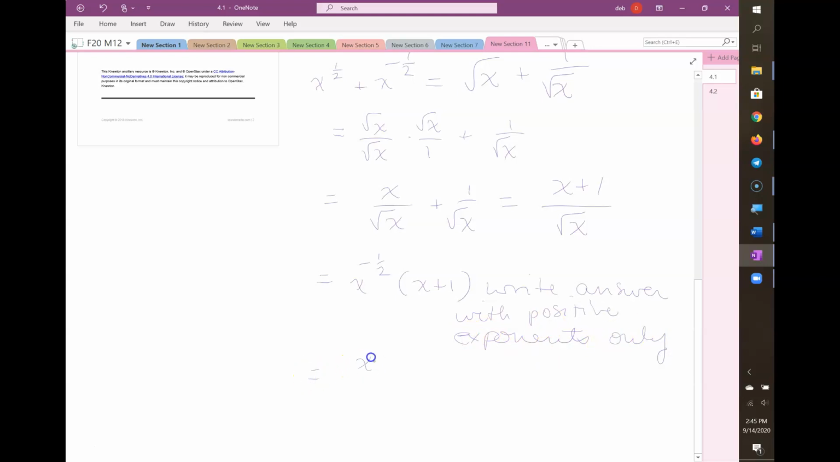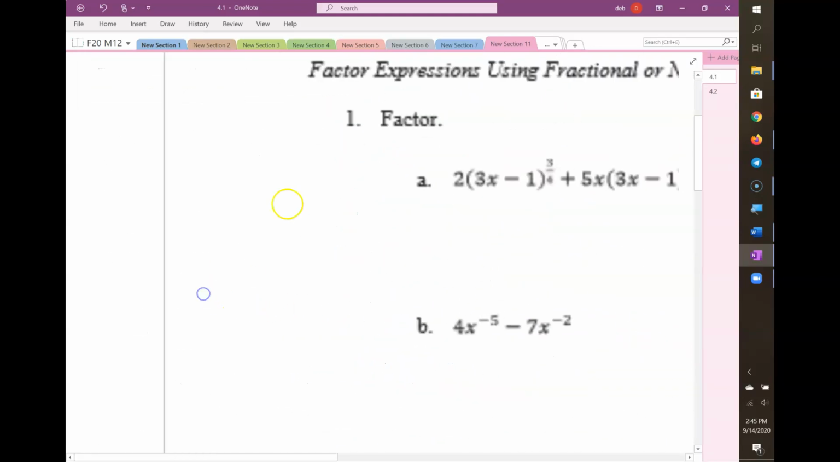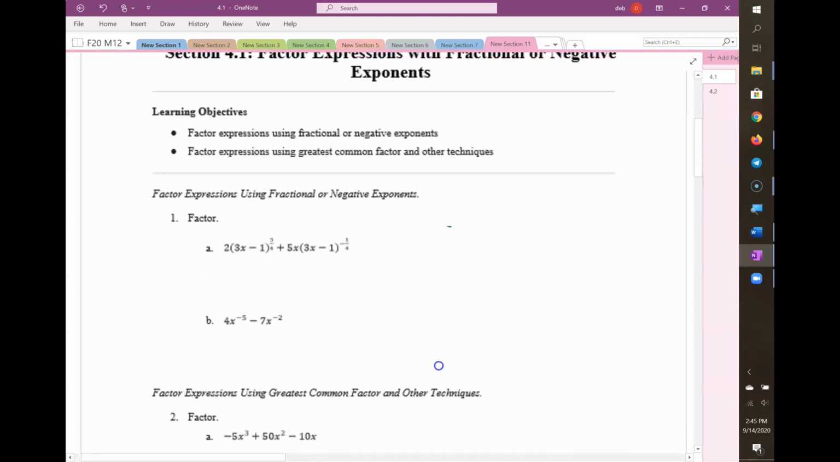So you'll need to write it as x plus 1 over x to the 1/2, or you can write x to the 1/2 as square root of x. Either of those is fine. Okay, so now we've done a little refresh on factoring generally. So let's look at these examples.